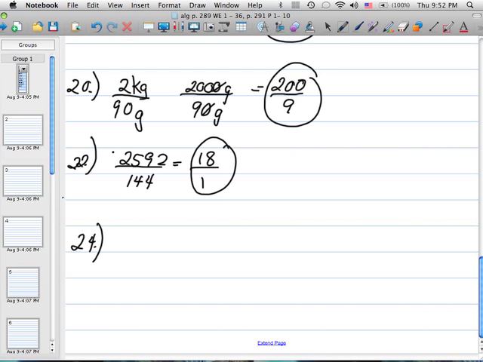24, the ratio of raisins to nuts in a mixture containing 3 cups of raisins and 1 1/4 cups nuts. So I have 3 cups of raisins and 1 1/4 cups of nuts. We can't leave it like that, so that's 3 over 5/4, which is the same as 3 times... It's dividing by 5/4, so we change it to multiplying by 4/5. So that's going to come out 12 to 5.